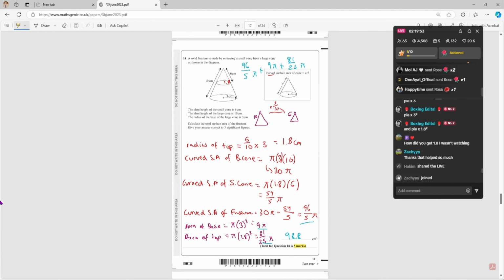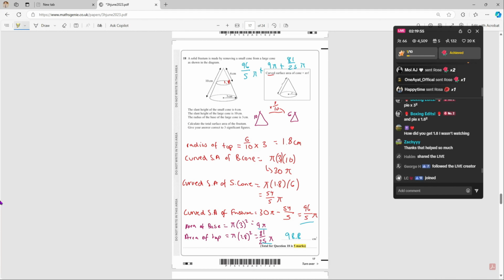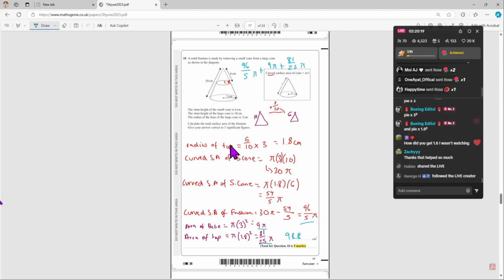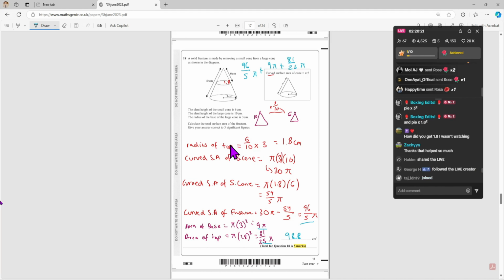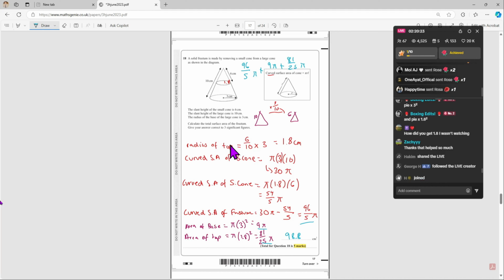So how did I get the radius of 1.8? To get the radius of 1.8, these two are basically similar cones, okay? So the slanted height is 10 for the big cone, and the slanted height for the small cone is 6. To get from 10 to 6, you multiply by 6 over 10. So to get from 3 to the radius of the small circle, you do 6 over 10 times 3 to get 1.8, okay?